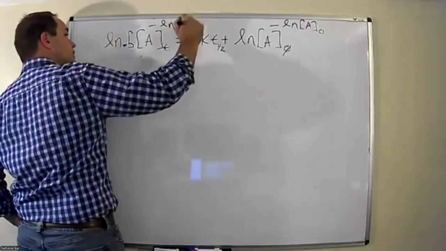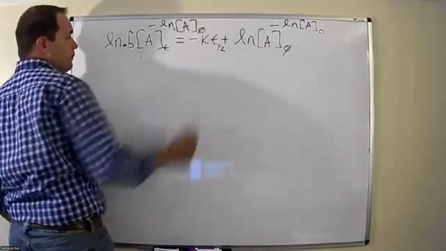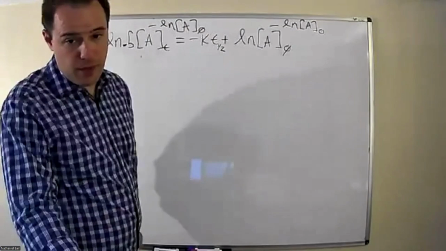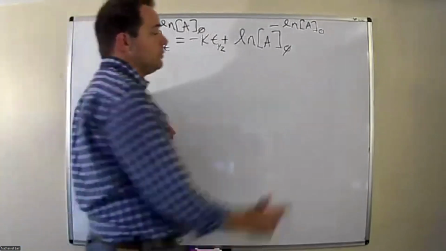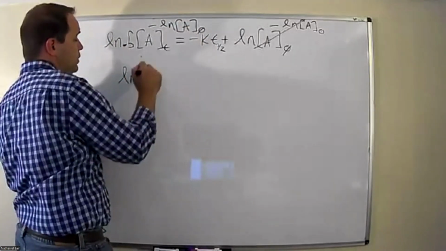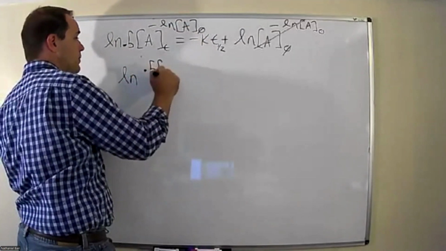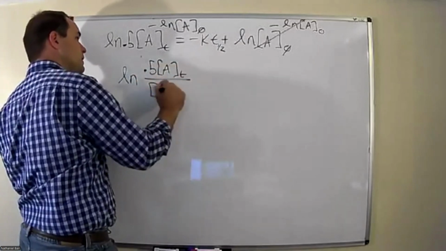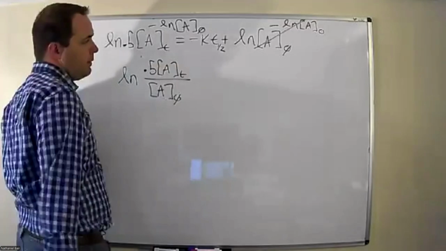And here's a crazy thing that happens with logarithms. When you add logarithms, you actually multiply them. And when you subtract logarithms, you actually divide them. So when I go to subtract, this actually becomes the natural log of 0.5 times the initial concentration of A over the initial concentration of A.